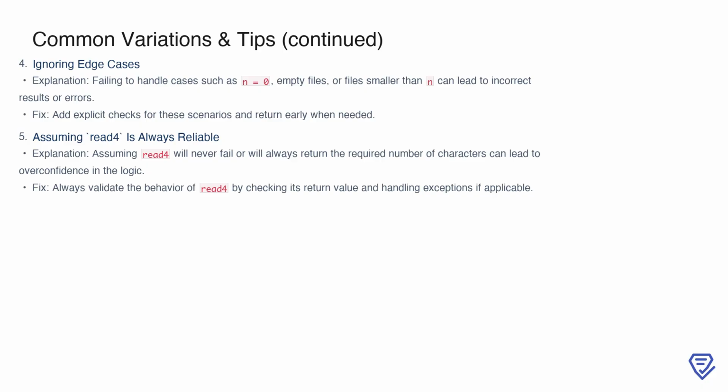Another common oversight is assuming that Read4 is always reliable. If you assume it will never fail or will always return exactly the required number of characters, you might develop an overconfident solution. Instead, always validate the behavior of Read4 by checking its return value. If applicable, consider handling exceptions to account for unexpected behavior.